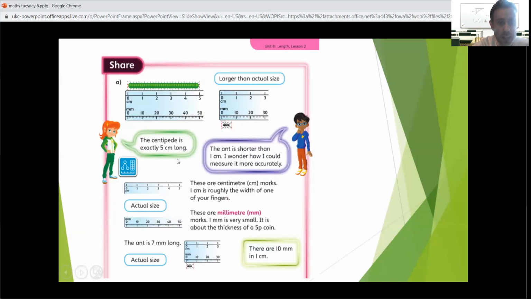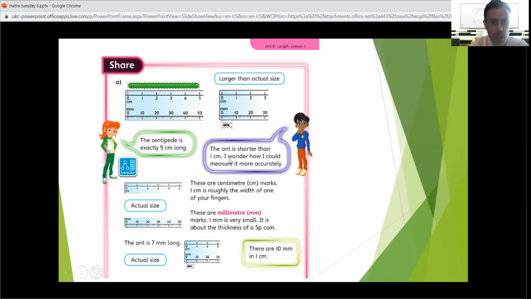All right, so the centipede, first of all, here it is. If you measure it from end to end, it was exactly 5 centimeters long. Okay, that's what she's saying there. It's 5 centimeters long. You could be very clever and say how many millimeters. It's also 50 millimeters. So 5 centimeters, 50 millimeters long.